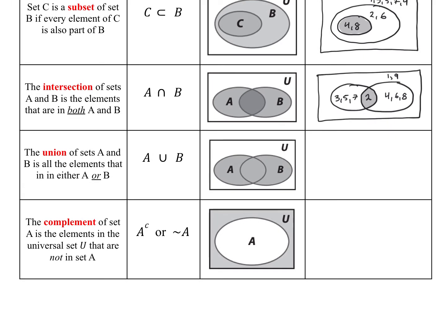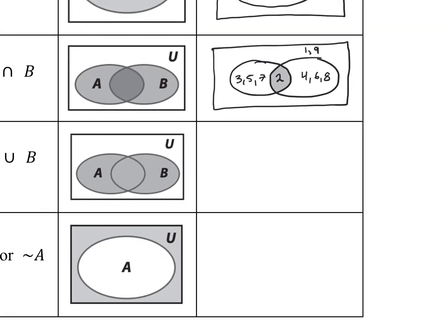Okay, let's look at the next concept, which is a union. So the union of 2 sets is all of the elements that are in either of the sets. So the union of sets A and B would be elements that are in A or B. So it's everything included. So it'd be the ones that are just in A, the ones that are just in B, and the ones in the intersection. And we denote a union with this U shape in the middle.